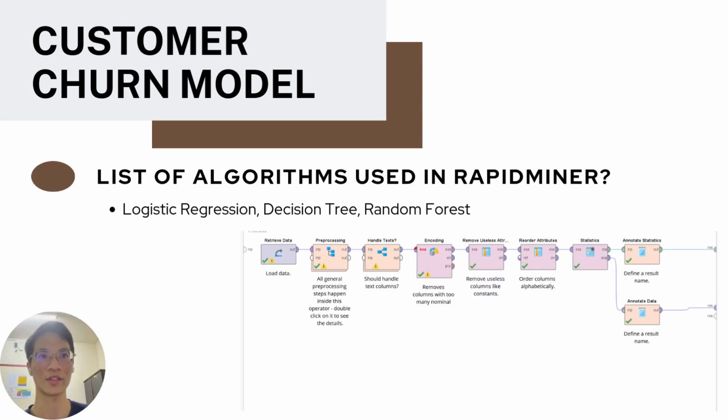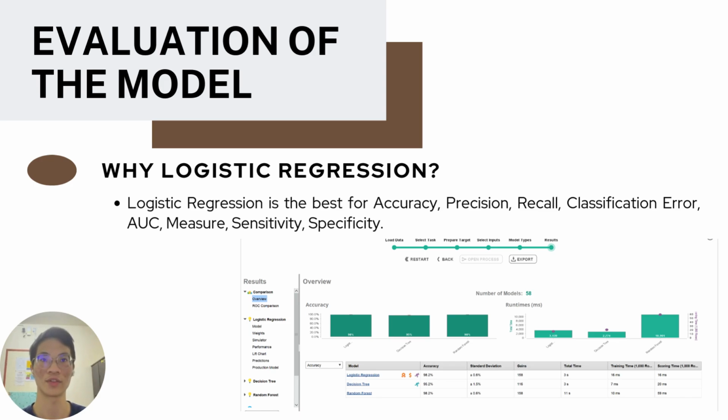For the customer churn modeling part, I'm using this list of algorithms in RapidMiner, that is logistic regression, decision tree, and random forest. And this is the process flow I dragged and dropped in RapidMiner. And this one is the evaluation of the model.